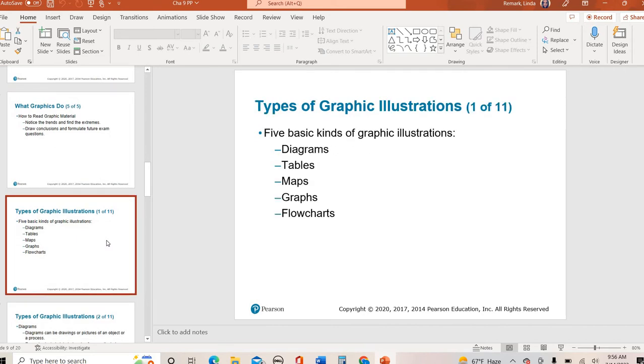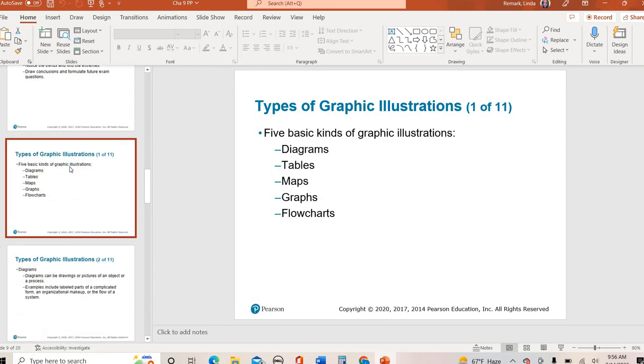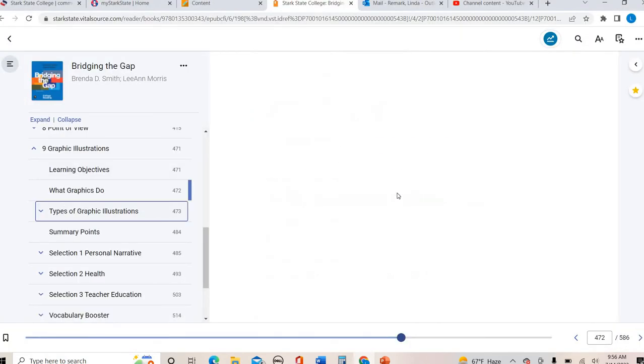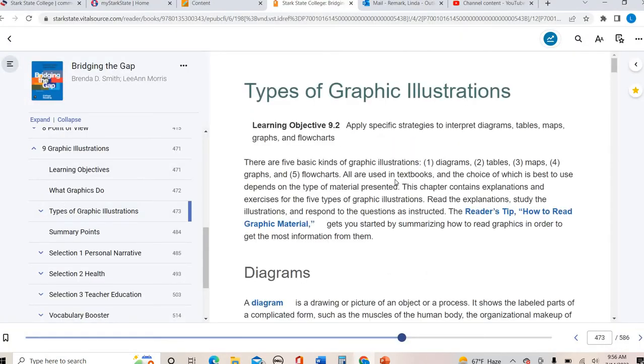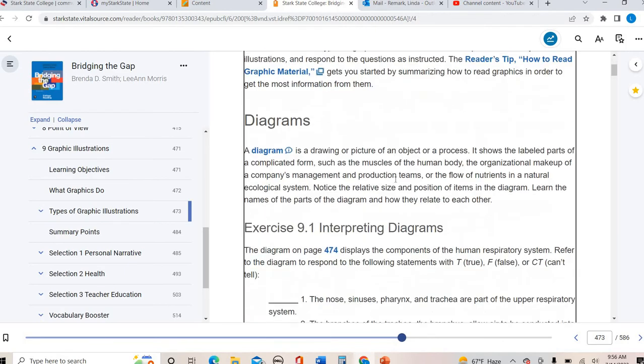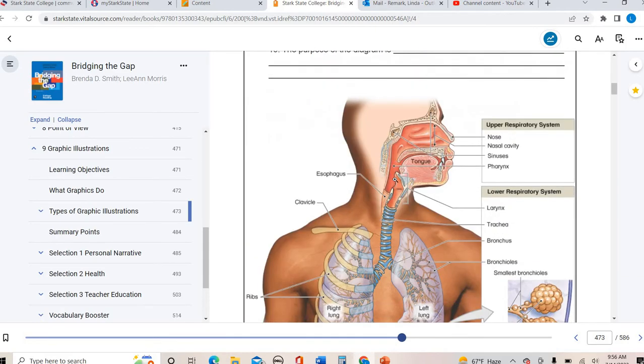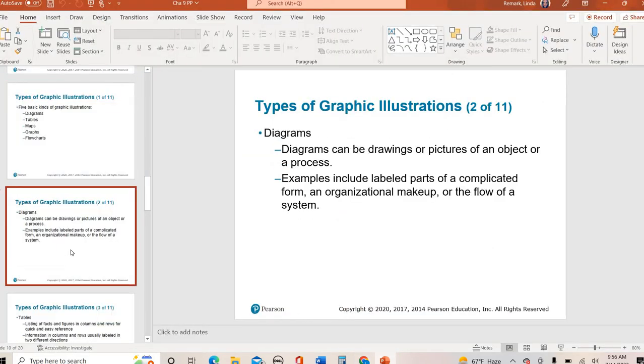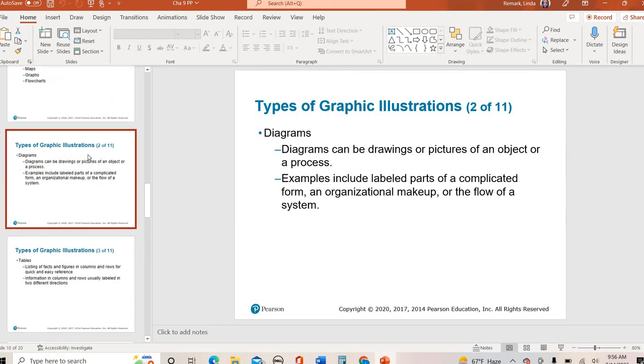Now, in general, there are 5 basic types of graphics: diagrams, tables, maps, graphs, and flowcharts. There are some sub-examples under each of these. This is also going to be on your text and skill sheet. You're going to see that they go through these, and I'm going to point out examples of each of these as well. So let's go ahead and jump right in. We have diagrams. These are visuals or drawings of an object or a process.